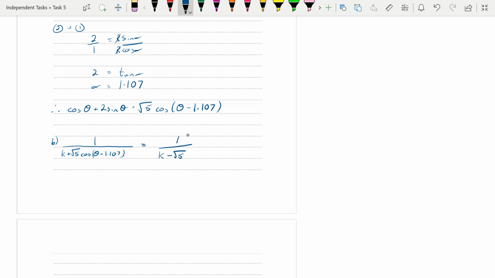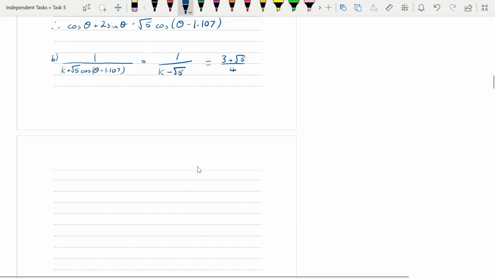If I do that, I get k minus 5, minus root 5 on the bottom. Now they're telling me the minimum equals this. Okay, so I'm going to rearrange and solve. So I'm going to cross multiply. I'm going to go down to the next page. So I've got my 3 plus root 5 over here, and I'm going to times that by k minus root 5.